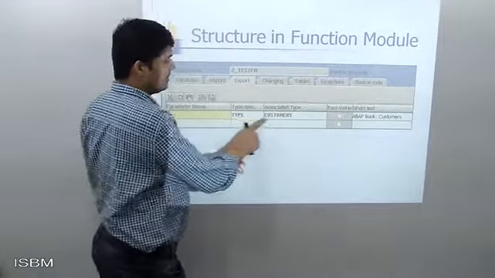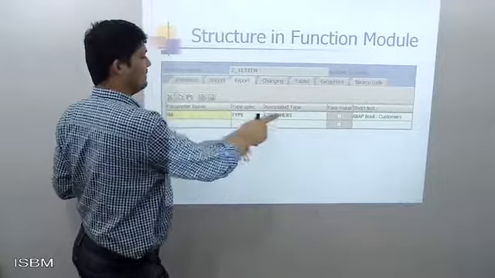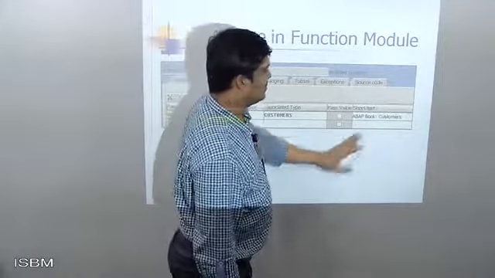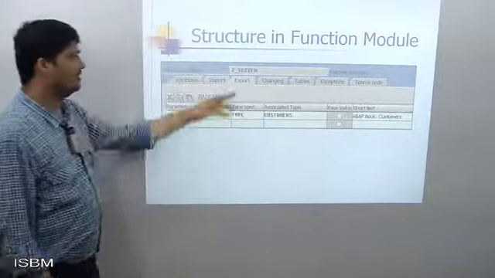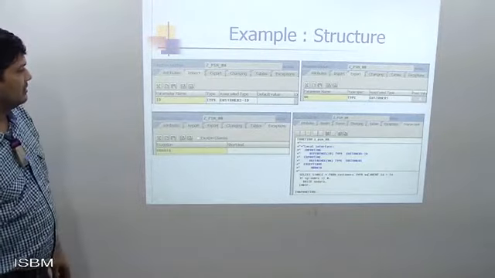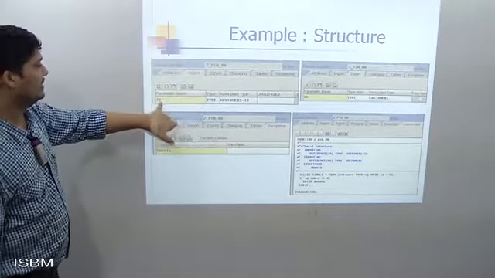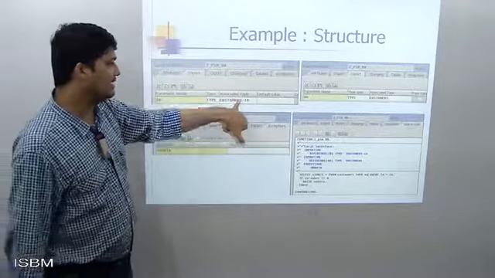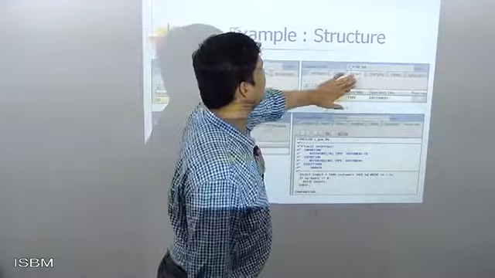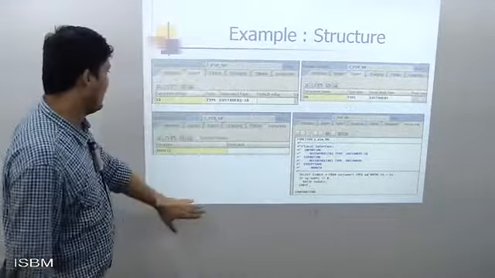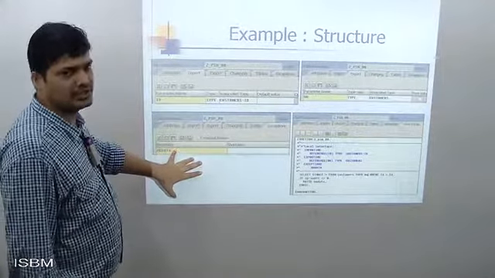So work area type customers, you can see I have taken the work area type customer by book customers. I have taken it as the export parameter over here. For the import parameter, I have taken ID type customers ID, and work area type customers, these two things. And the exception is no data, same thing.